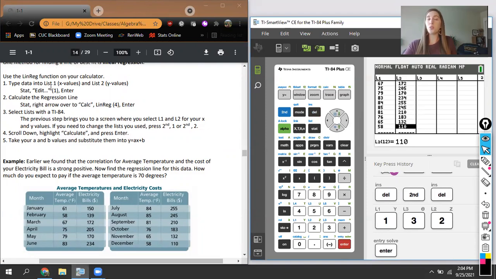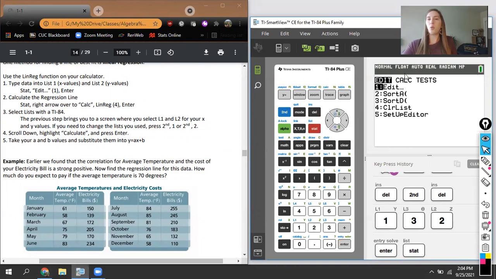So we've typed everything into our list 1, list 2. Now we're ready to calculate the regression line. So you're going to hit your stat button again. And then this time you're going to go over to calculate. So you got to hit the right arrow. And then it brings you a whole bunch of things that you can calculate with your calculator. The one that we want is this linear regression on number 4.